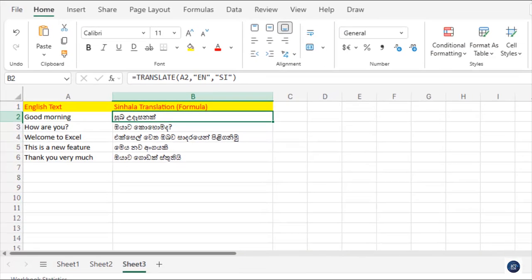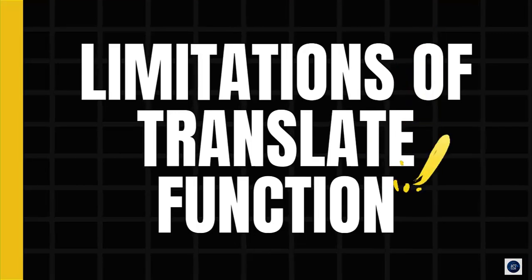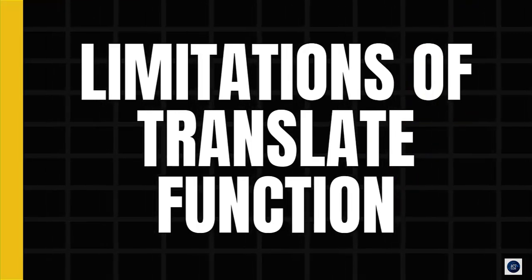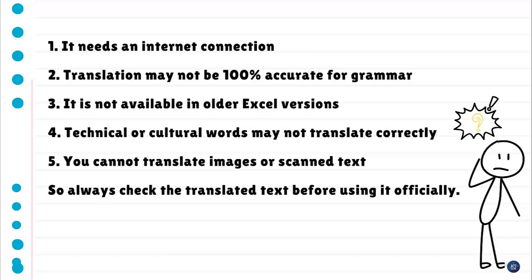Limitations of the Translate function. However, there are some limitations you should know. 1. It needs an internet connection. 2. Translation may not be 100% accurate for grammar. 3. It is not available in older Excel versions. 4. Technical or cultural words may not translate correctly. 5. You cannot translate images or scanned text. So always check the translated text before using it officially.